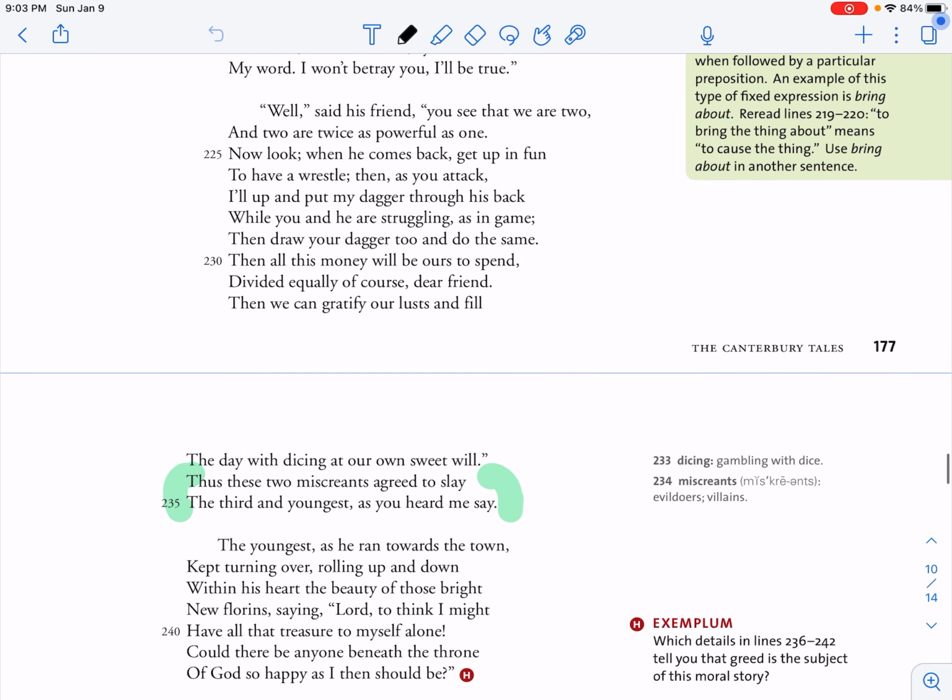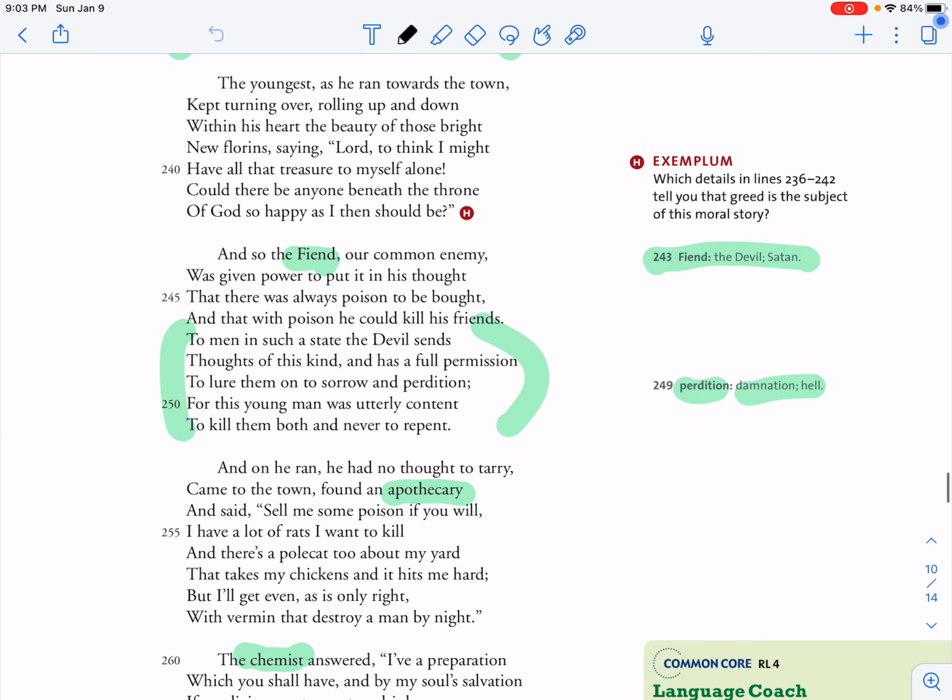So they're plotting to kill him as soon as he comes back, the youngest one, when he comes back with the drink and the food. They're really wicked. And a miscreant, by the way, is an evildoer and a villain. Now listen, don't feel bad for the youngest one and think, oh no, he's going to get killed when he comes back. He's just as bad as them.